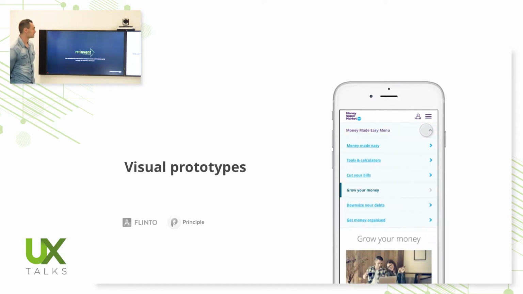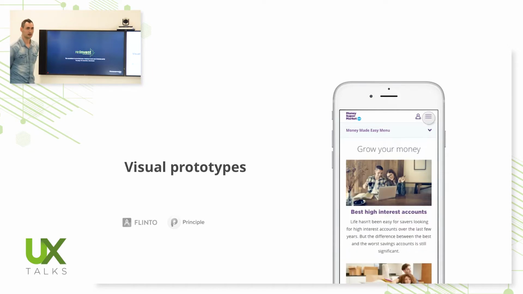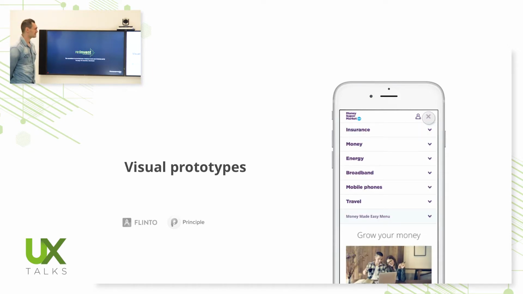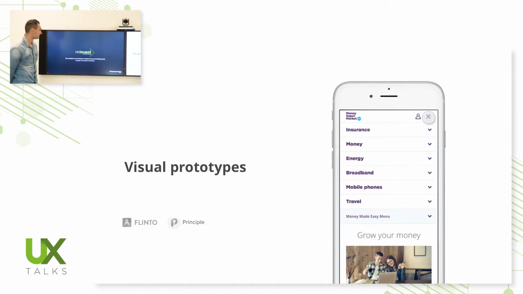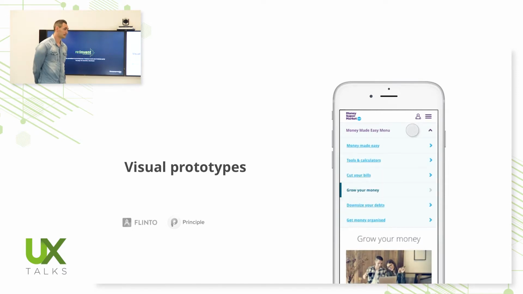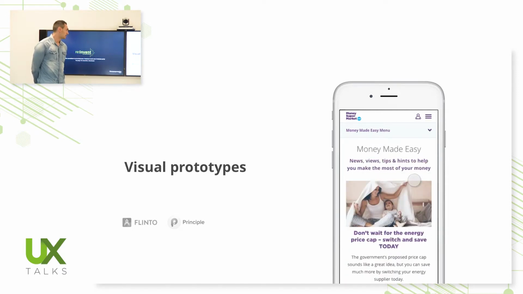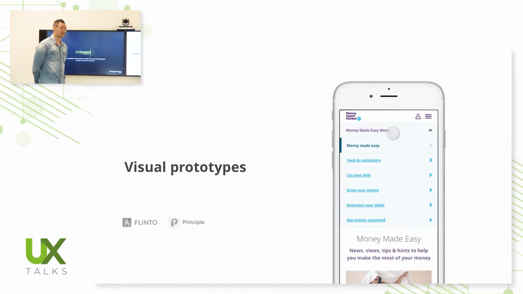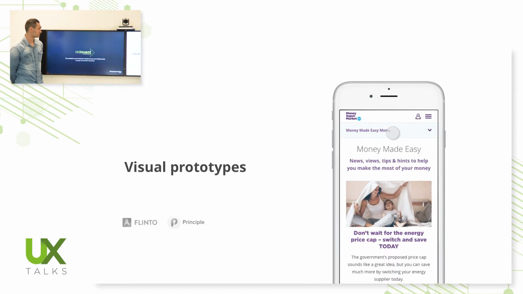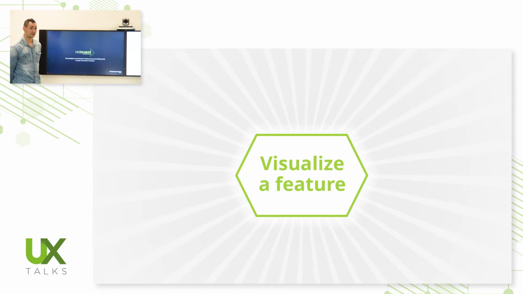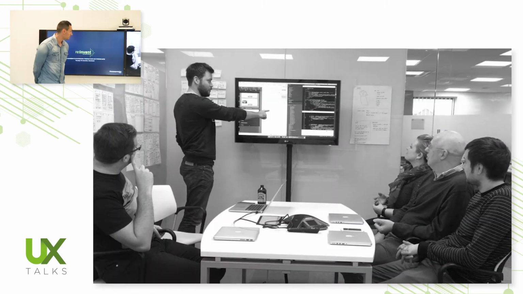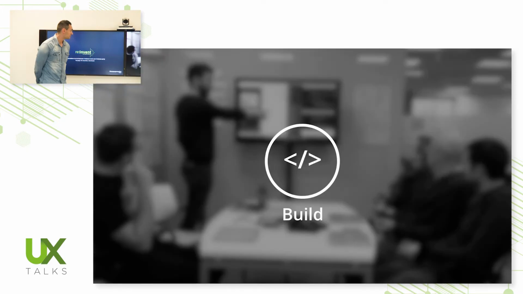We use this type of prototype to visualize how a feature is going to work. Not necessarily to test this with users, but it's great to present that this is how it's going to look and this is how it's going to feel. This prototype has been created with a tool called Flinto, but we also use another tool which basically does the same thing, called Principle. It's a great tool to create visual prototypes. So we visualize the feature here. And we get to the next stage, building.